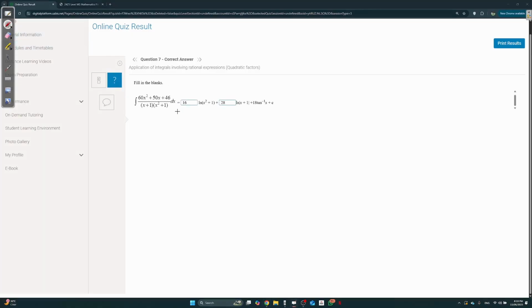Integral of 60x squared plus 50x plus 46. Okay. I don't think you learned the tan inverse integral, so I'm just going to make sure of this.